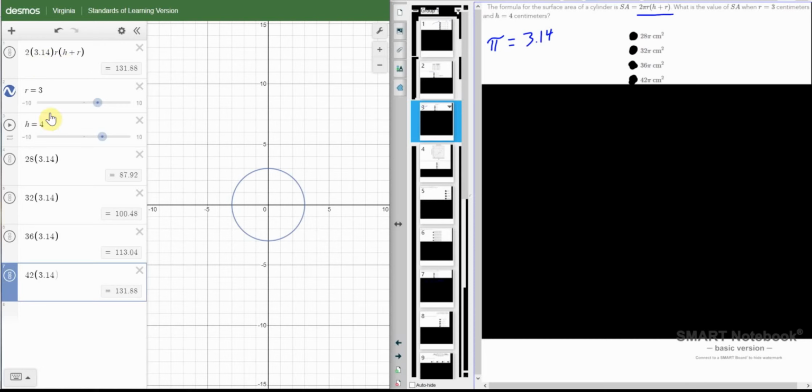And then I have to give it a value for r and h, and I get 131.88. Then I put in my 4 answer choices. So 28 times pi, 32 pi, 36 pi, 42 pi. Well, only one of them is equivalent to the actual problem. So I have my answer, 42 pi. So again, it was just a matter of plugging 3 and 4 in to get my answer, and then I just had to see which one of my answer choices gave me the same 131.88.